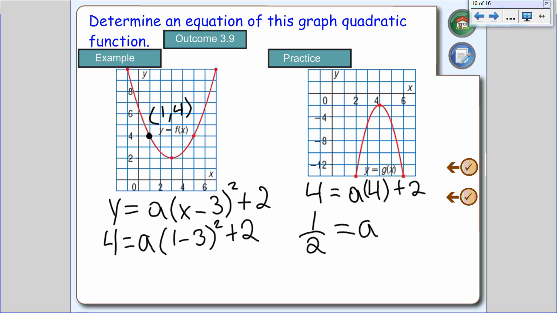Okay, we're going to do the same thing on the second graph. Am I good to erase that? Yeah, sorry. Plug that into your equation and that's your answer. Because it's not asking what's an a value, it's asking for an equation.